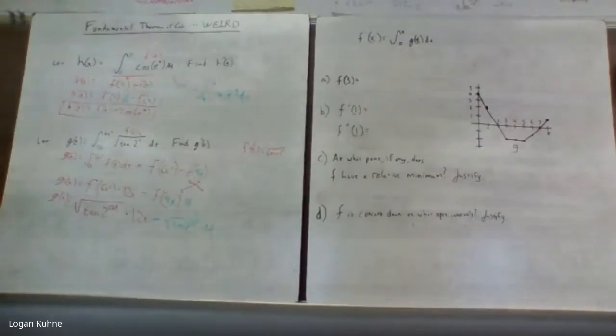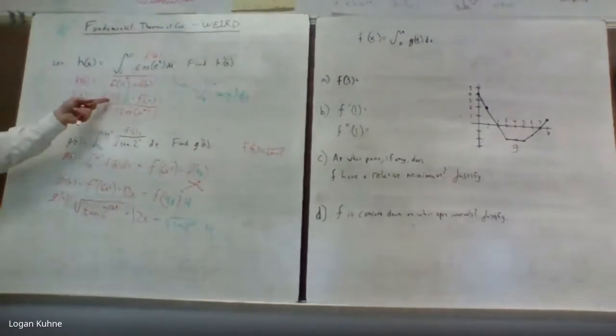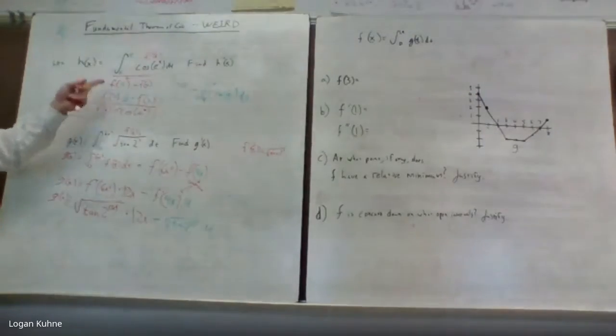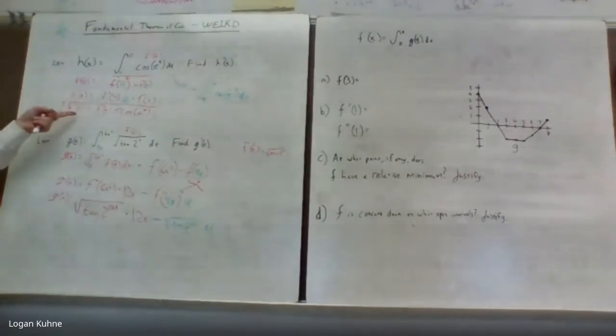So that is the weird fundamental theorem of calculus. We're still doing the fundamental theorem of calculus. We still just anti-derive it and plug in the limits. Then we just had to derive it again, right?